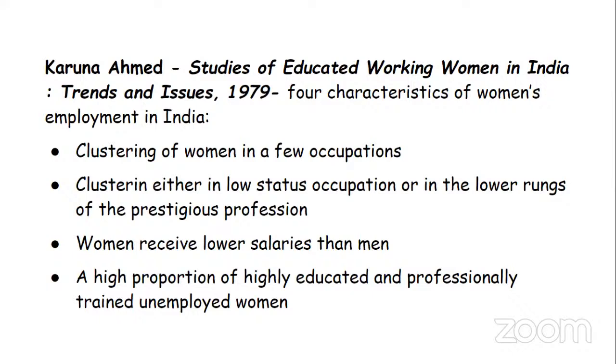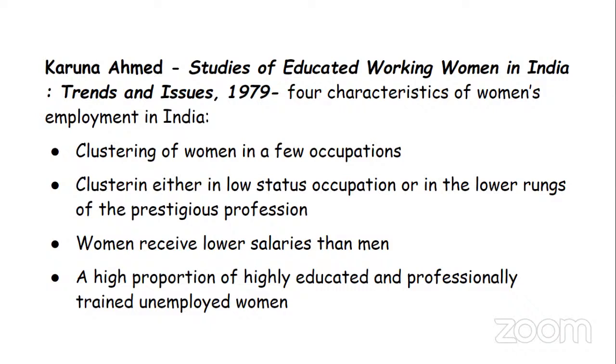Then Karuna Ahmad, in his article, studies of educated working women in India, trends and issues, proposed 4 characteristics of women's employment in India. First one is clustering of women in a few occupations. Still, women got few choices. Now we can see more women coming forward to do some jobs which were traditionally deemed to be jobs for men only. But now we can see more women coming in front for doing jobs like driving lorries or driving heavy vehicles or doing jobs like that.